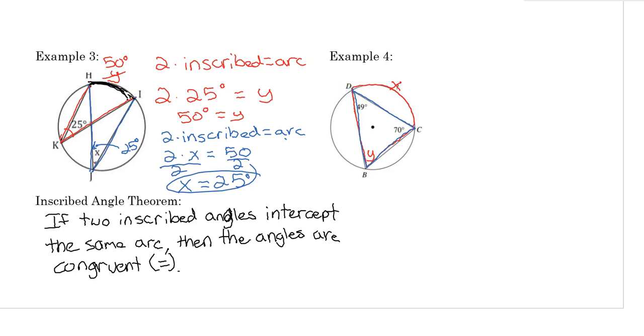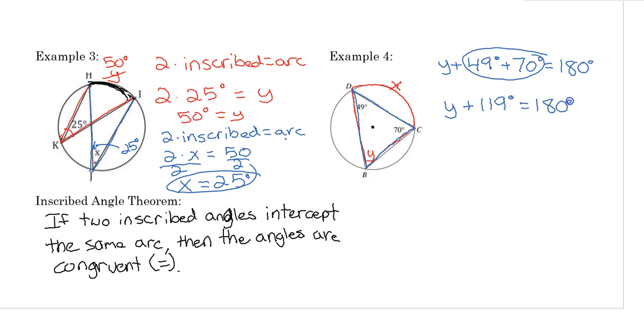And remember, all the angles in a triangle add up to 180 degrees. So I have Y plus 49 degrees plus 70 degrees equals 180 degrees. These are on the same side, so I'm just adding them. So Y plus 119 equals 180 degrees. Then I'm going to subtract 119 from both sides, and Y equals 61 degrees.